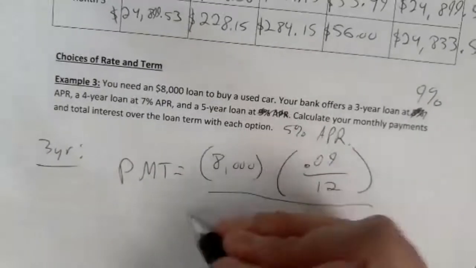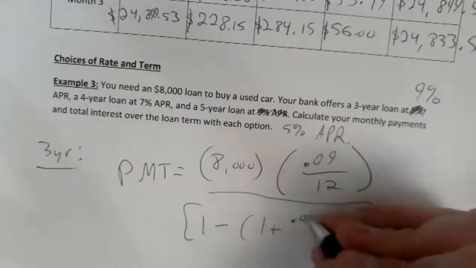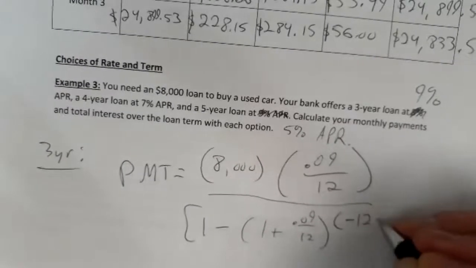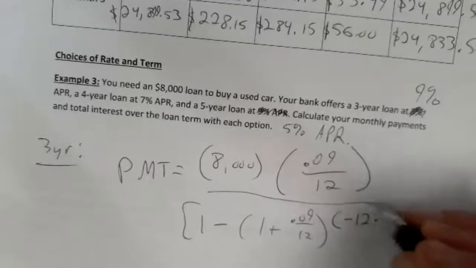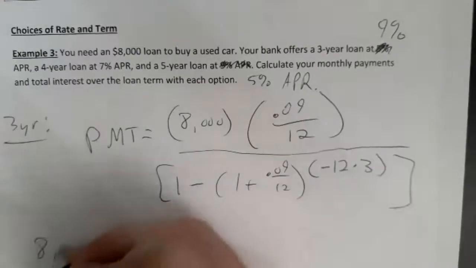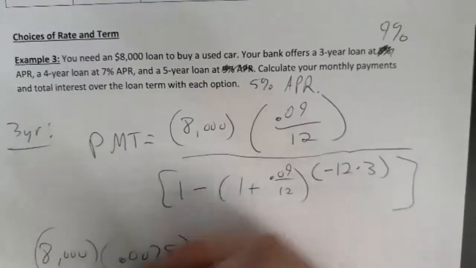All divided by a crazy denominator that looks like 1 minus 1 plus my APR over n again. And I'm doing this to the negative n times y. So this looks like minus 12 times 3 years for my 3-year loan. And that is closing off the bottom there. So 0.09 over 12 is going to give me, still 8,000, 0.0075 for the 0.09 over 12.